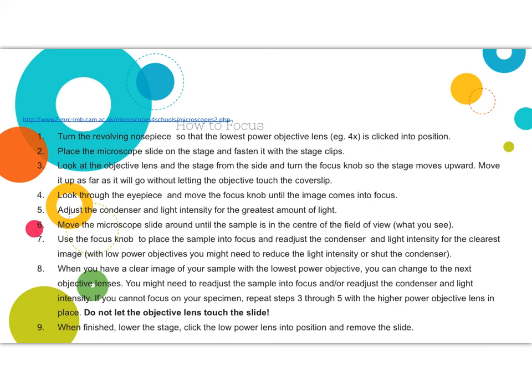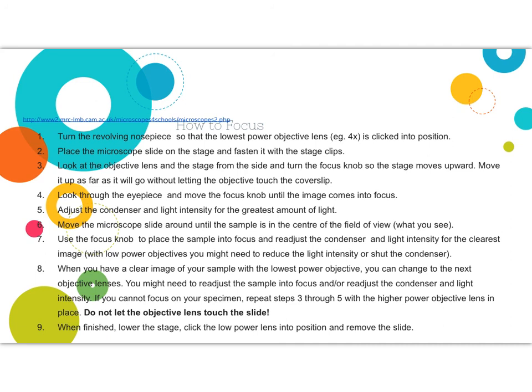We'll be moving the focus knob down, because we know that it's already at the top. We're going to adjust the diaphragm, or condenser as it can sometimes be called, and the light intensity for the greatest amount of light, and we'll move it around until we can see what we want. We use the fine focus knob to touch up the image itself. When we have something in focus, that's when you can rotate to the next power. So we can change to the medium, and we may just need to readjust with the fine adjustment.